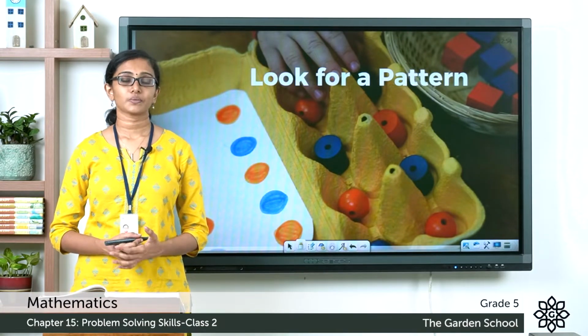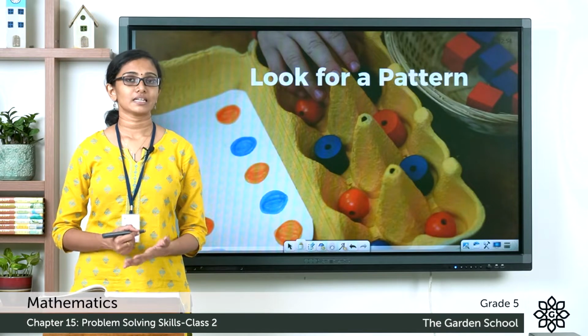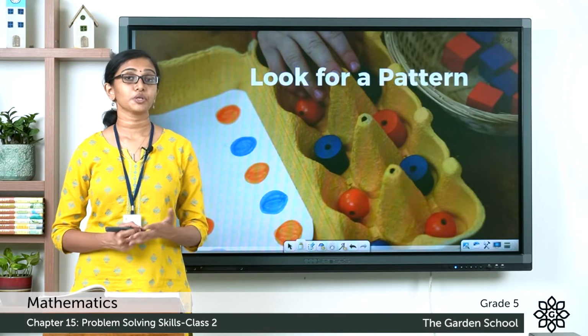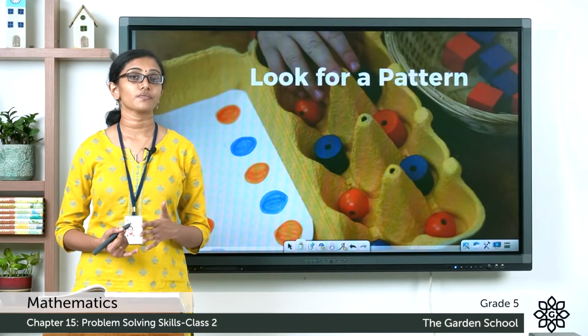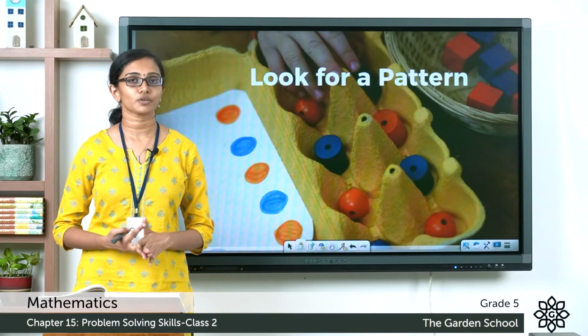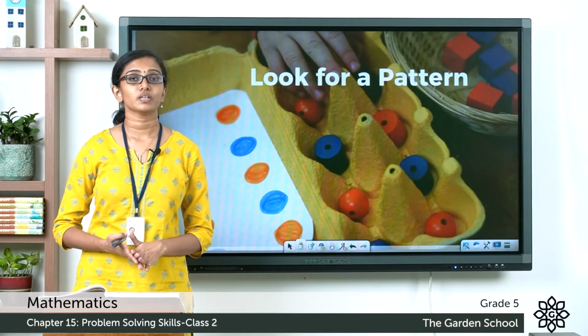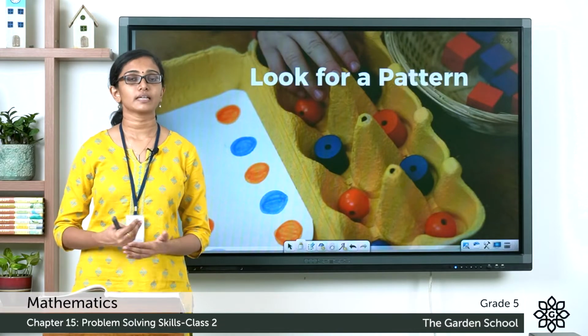In this class, we're going to learn about a problem solving strategy called look for a pattern. You have learned about patterns in a previous chapter. What do you mean by a pattern? When we have a repetition of numbers, items or objects, or groups of items or objects, series of events, and even designs, we call that a pattern.